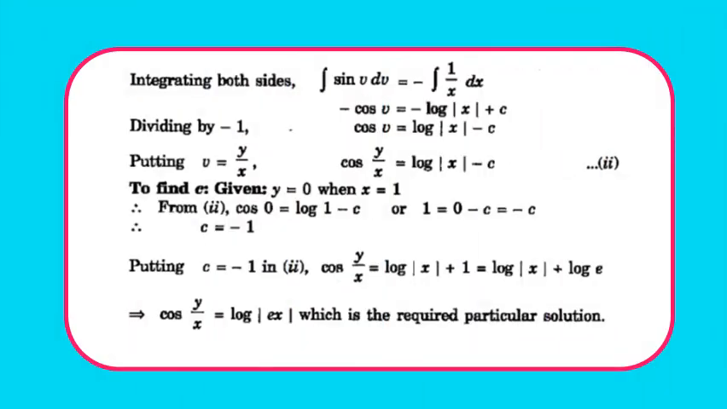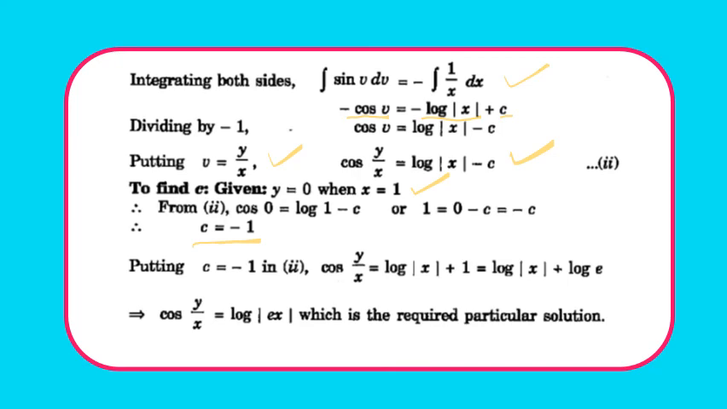So integrating both sides, we have integral sin v dv equals to minus integral 1 upon x dx, and we know that integral of sin is minus cos, integral of 1 upon x is log, and the constant of integration is c. So simplifying this, we are getting cos y upon x equals to log x plus c. We have already put the value of v equal to y upon x. Now we have to find c. It is given that y is equal to 0 when x equals to 1. So putting the values of x and y, we are getting c is equal to minus 1.